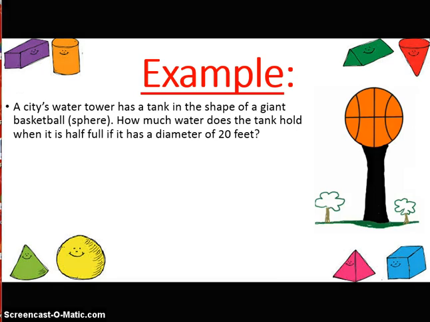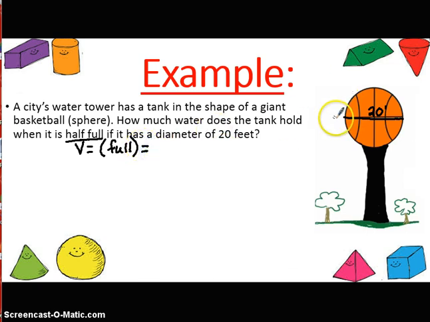A city's water tower has a tank in the shape of a giant basketball, which is a sphere. How much water does the tank hold when it is half full if it has a diameter of 20 feet? So we know that the diameter is 20, so across the center is 20 feet. Now, look at your formula sheet. We want to figure out the volume. We know that this is going to tell us the volume when it is full. At the end, we will have to figure out how much it is when it's half full.